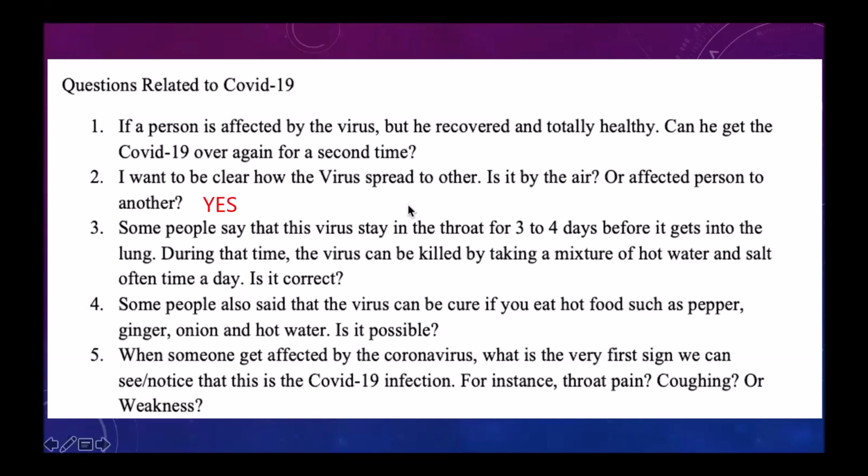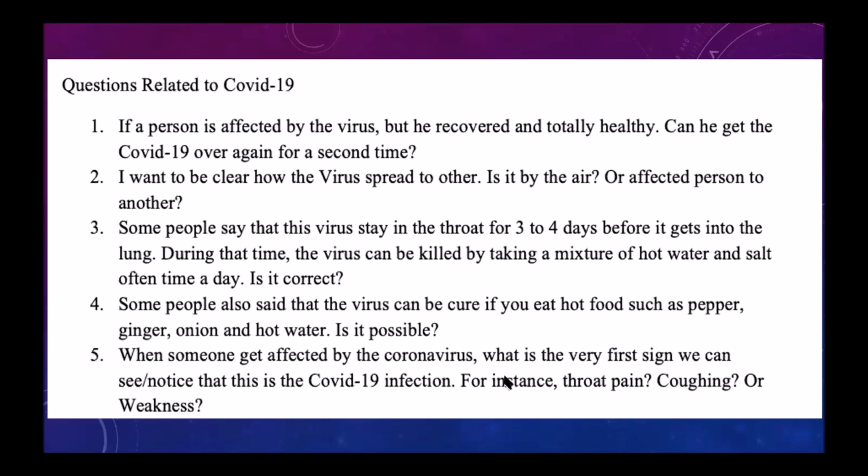I want to be clear how the virus spreads. Is it by air? I think we answered this, yes? It's in air, yes? Okay. Some people say that this virus stays in the throat for 3 to 4 days before it gets in. Can the virus be killed by a mixture of hot water, salt, and vinegar? The answer, no, correct? Some people say that the virus can be cured by eating hot food such as pepper, ginger, onion, and hot water. I think it just makes your tongue hot, but not the virus, right?